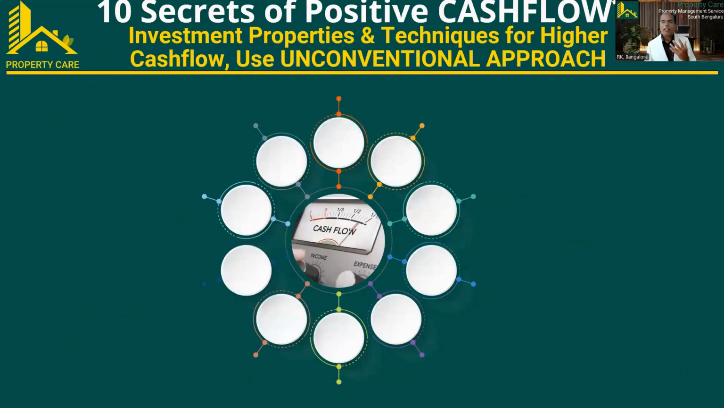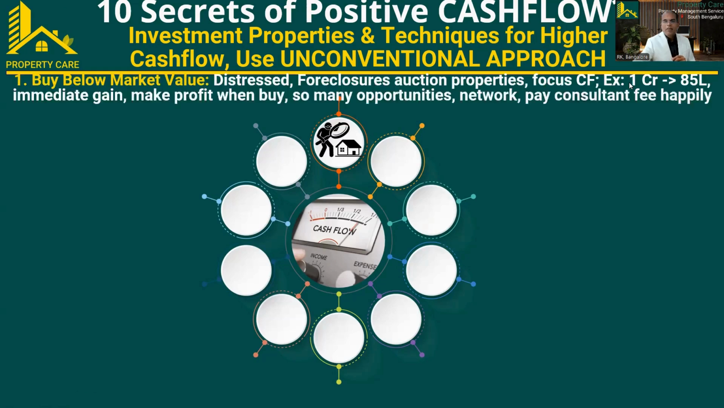So what are the secrets to getting a positive cash flow when you invest in a property? The first is to buy property below the market value. Look for distressed property and foreclosure actions. For example, bank-funded properties where the loan is not closed or has defaulted, so the property comes up for auction. We should look for such property and try to invest in it and focus on cash flow.